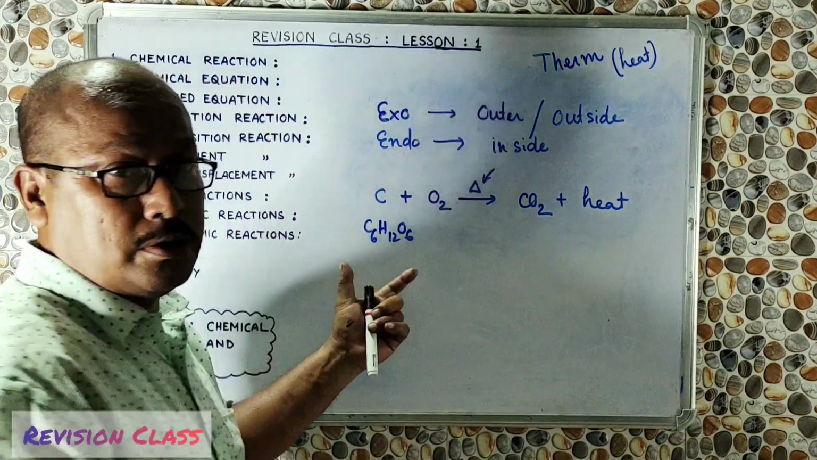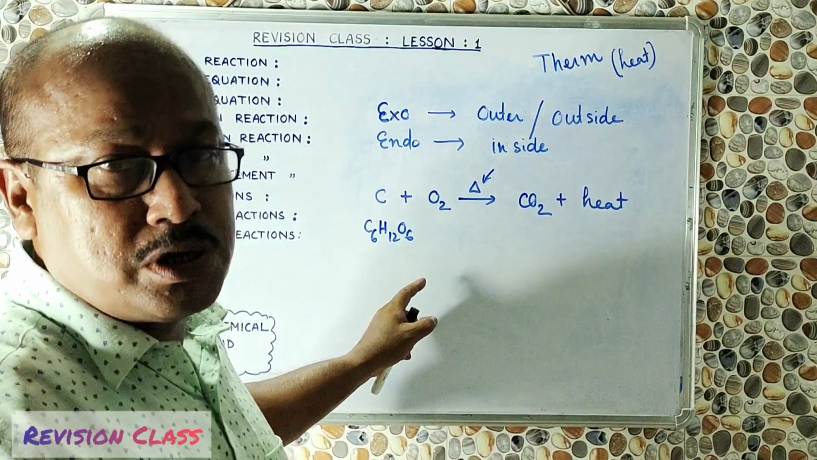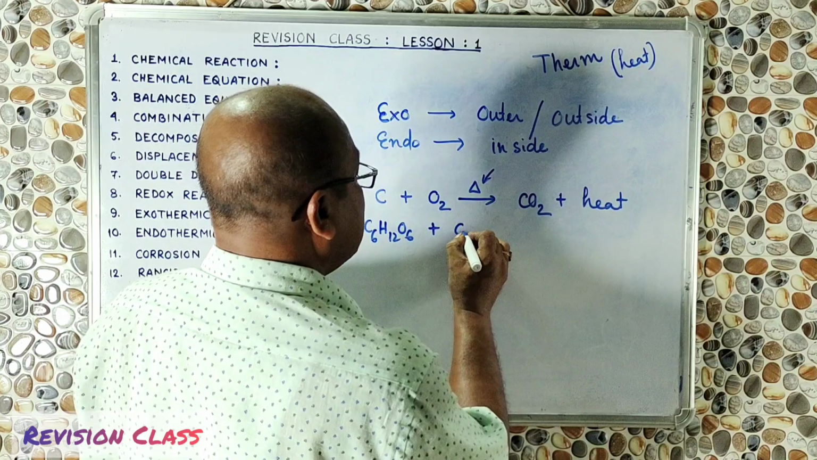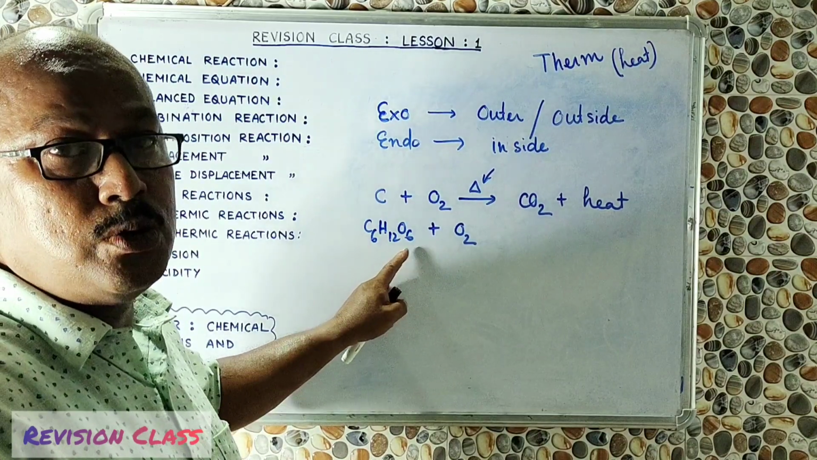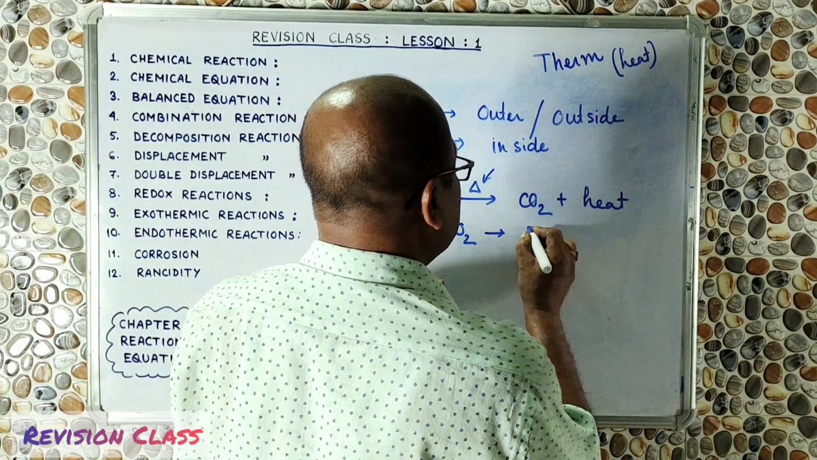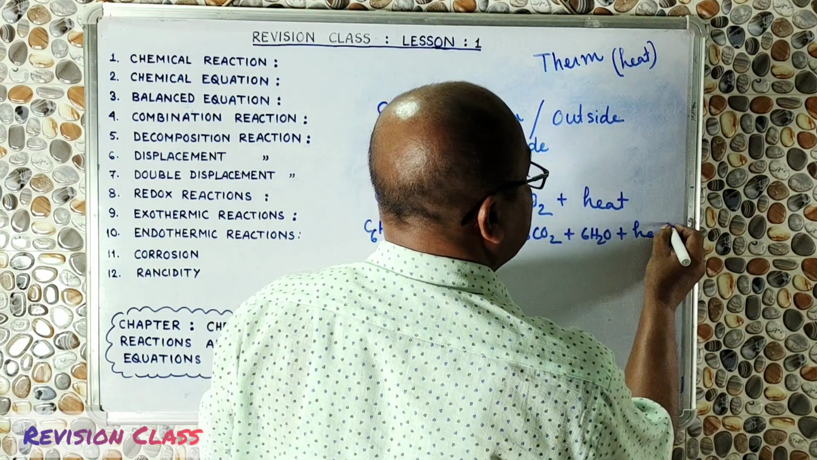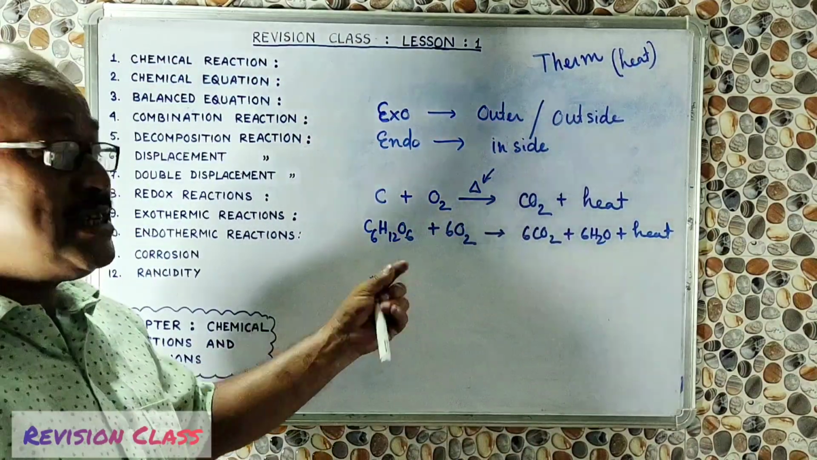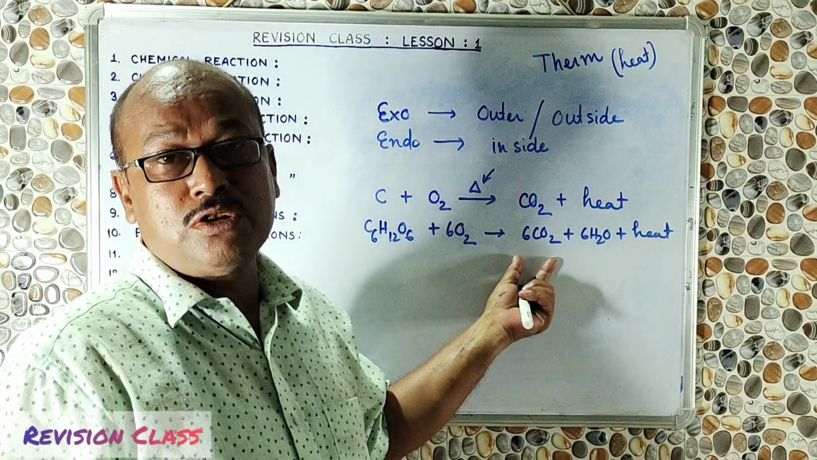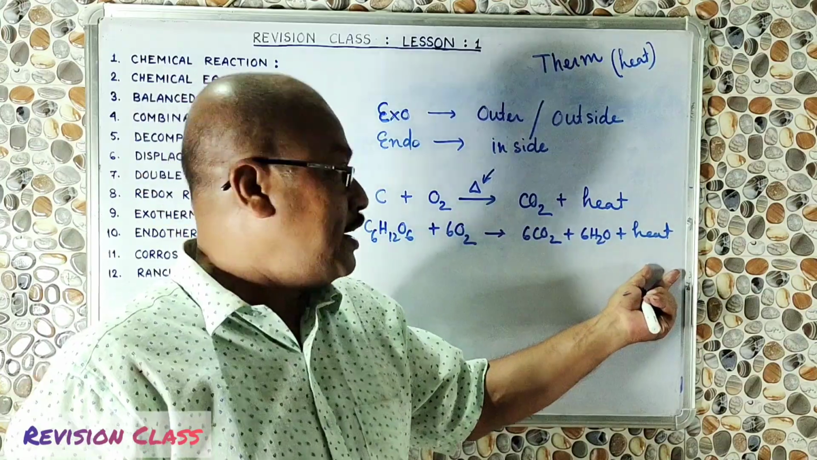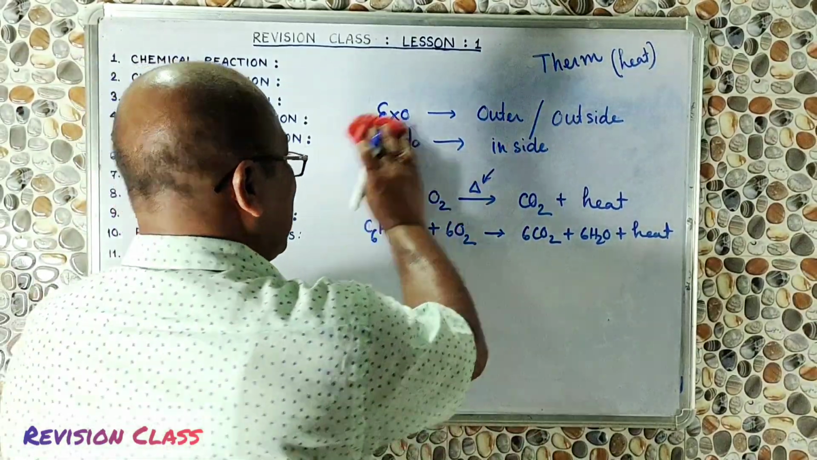For example, you can take C6H12O6. This is the glucose molecule present inside our cells. After food is digested, the glucose remains stored inside our cells, and oxygen is carried into the cell by our blood. This oxygen combines with glucose, meaning glucose is oxidized. As a result, 6 molecules of carbon dioxide and 6 molecules of water are produced, and heat is generated. So glucose combines with 6 molecules of oxygen, producing 6 molecules of carbon dioxide, 6 molecules of water, and finally heat. All such chemical reactions are called exothermic chemical reactions.